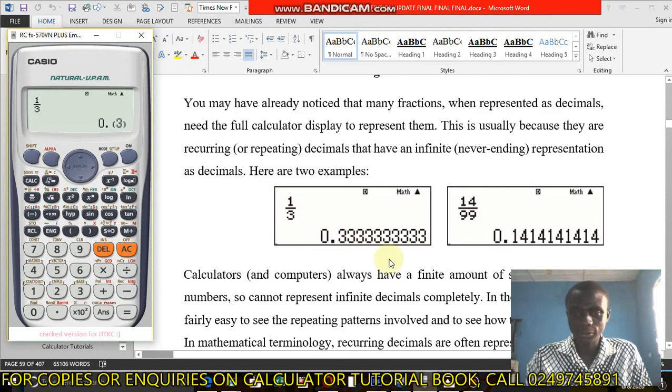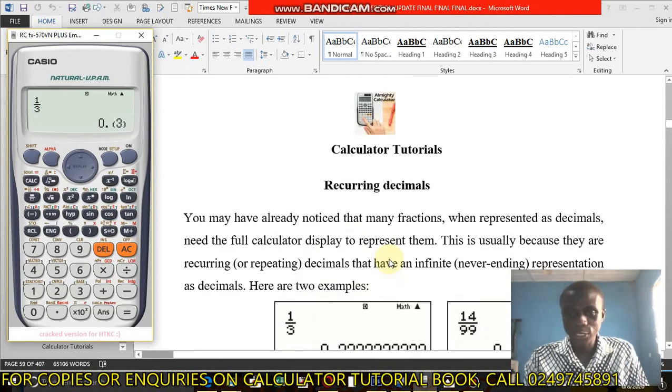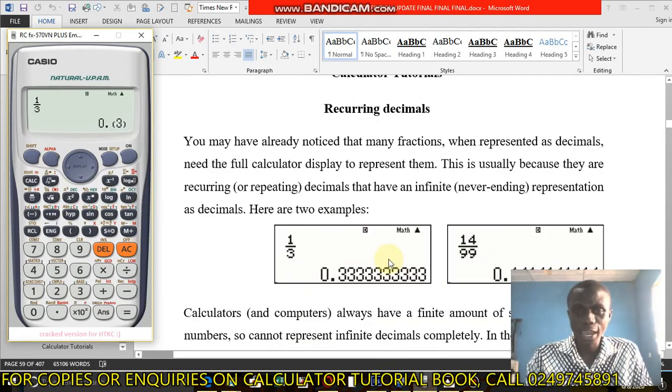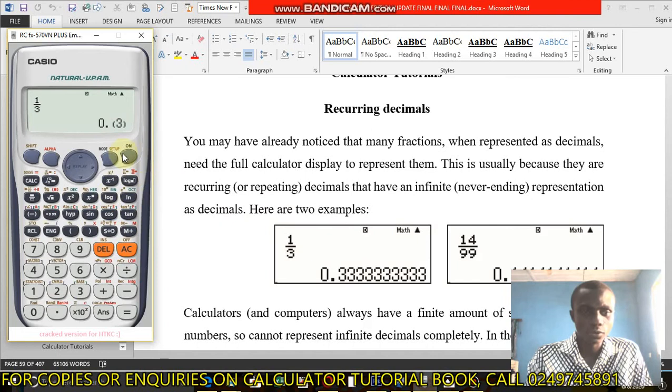Good. Let us also move to 14 over 99. So in an objective, you can be asked this question, whether it is recurring or non-recurring. We should really know that exactly from the calculator that it is a recurring decimal. Let us move to 14 over 99.